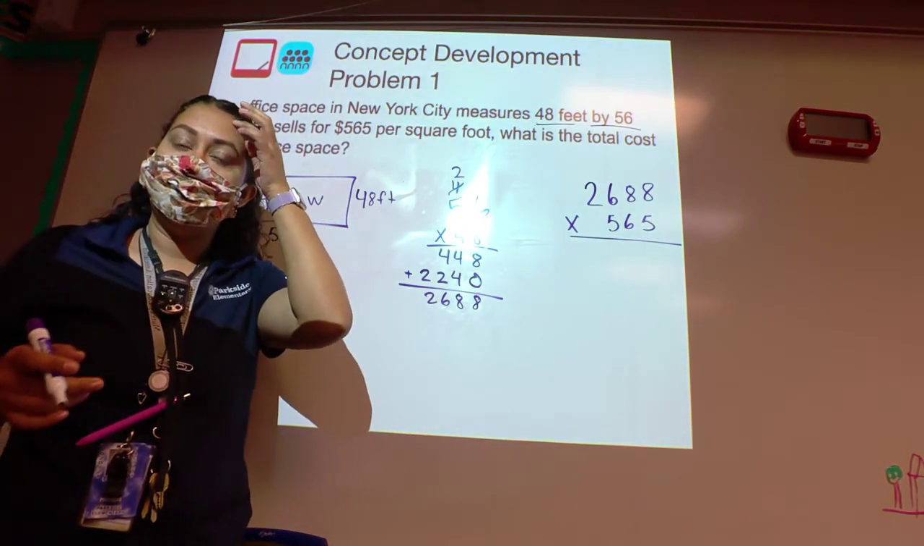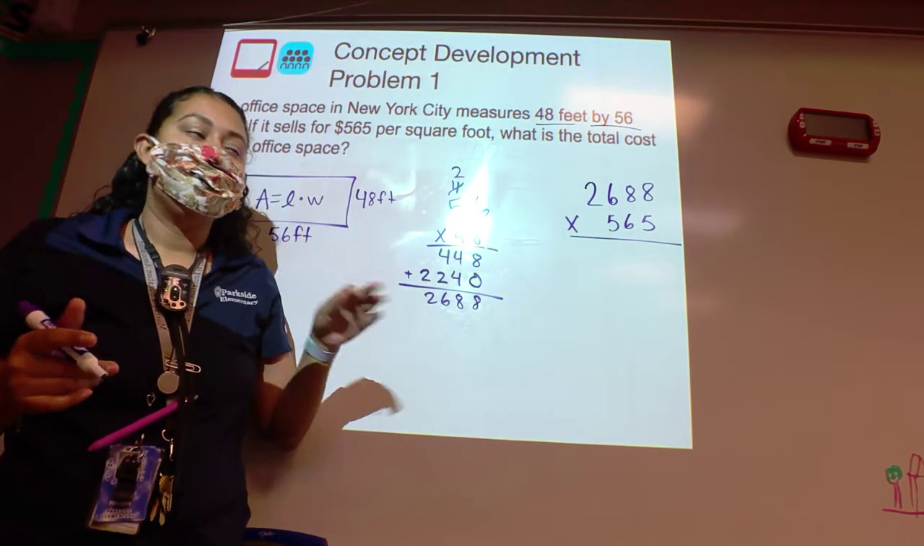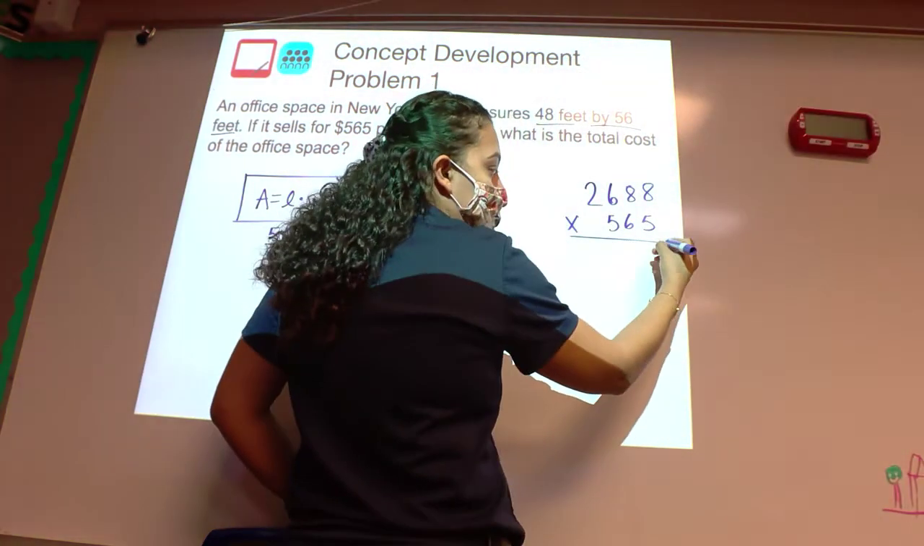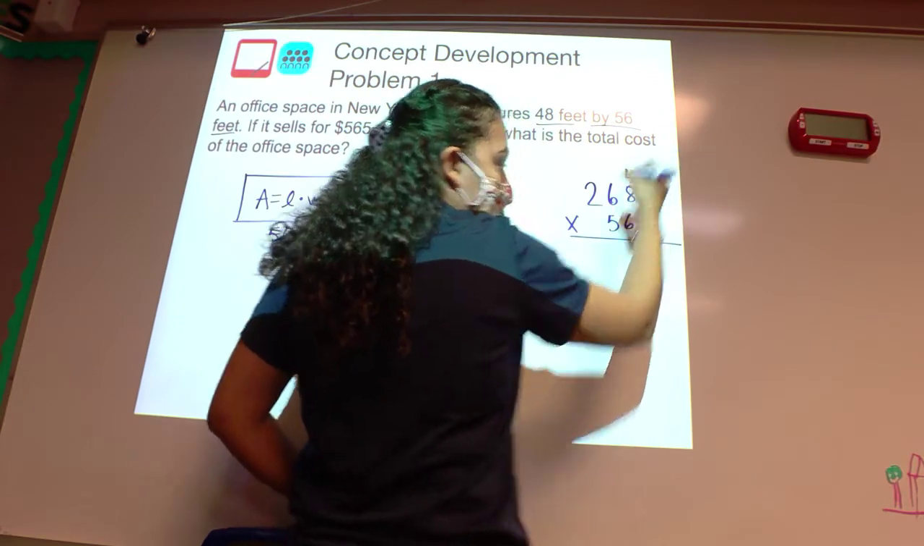Okay, so we start on the bottom right. So we're starting with 5 times 8. Okay, 5 times 8 is 40. So 0 here, carry the 4.